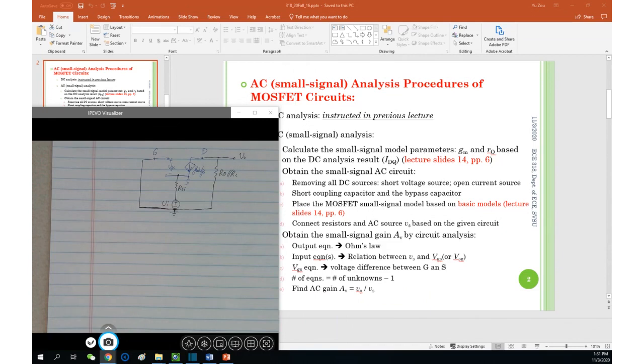Obviously, the output equation is fairly easy, right? We have been doing that at least twice. And then you need to somehow link the VGS and the VI. Hopefully, that's not very difficult either.